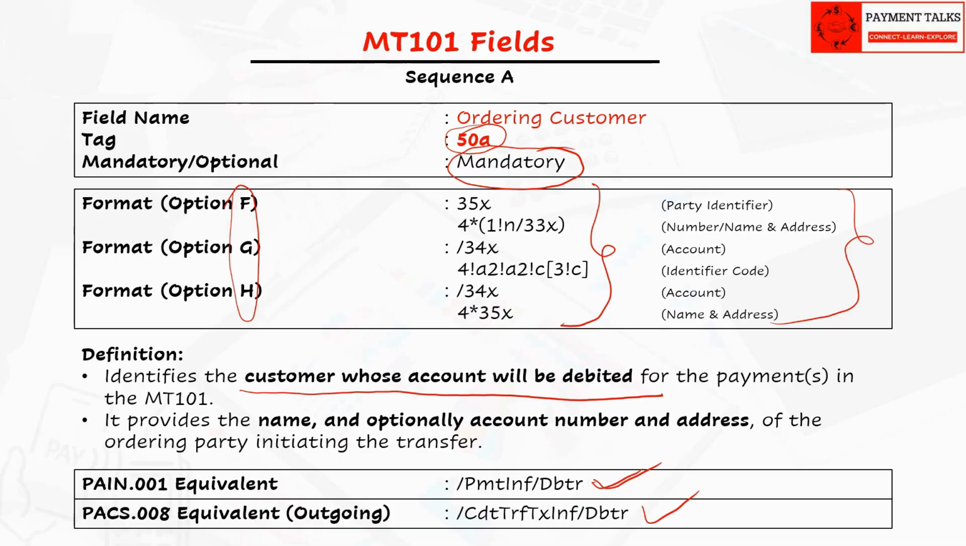It is also mapped to initiating party when instructing party in MT101 is empty, as the initiating party in PAIN.001 is mandatory field. The same is mapped to the debtor section of PACS.008, which is under the credit transfer transaction information. Please note the debtor here is a non-financial institution.